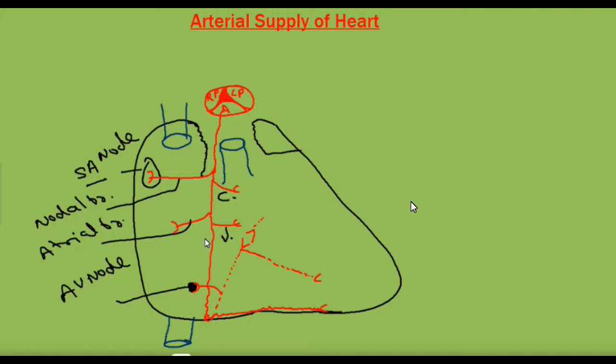And on the posterior side, near the inferior margin, we have the right marginal branch. And on the posterior side, in the posterior interventricular groove, we have the posterior interventricular artery.